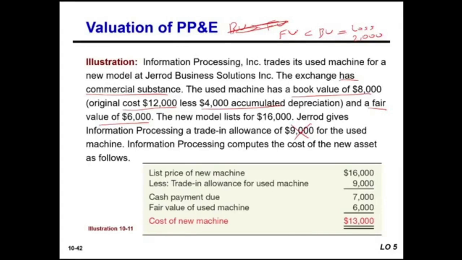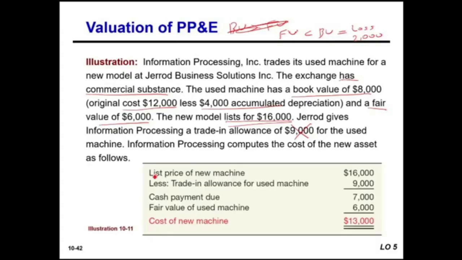Some students think, well, I have a trade allowance of 9. It doesn't matter. What they did, they must have inflated their list price. Because they inflated the list price, they can give you a higher allowance, but you know what your fair value is. You don't let them decide what your fair value is. So don't let that confuse you.